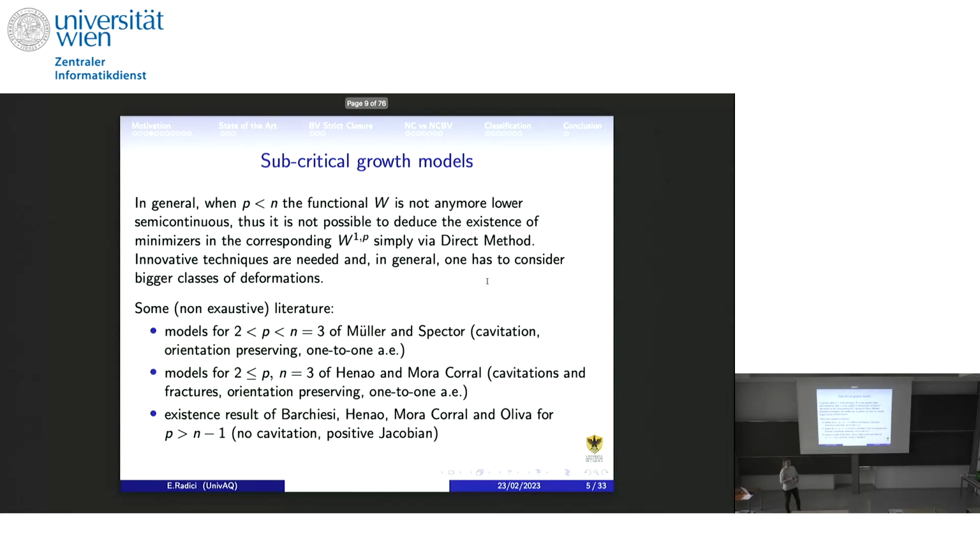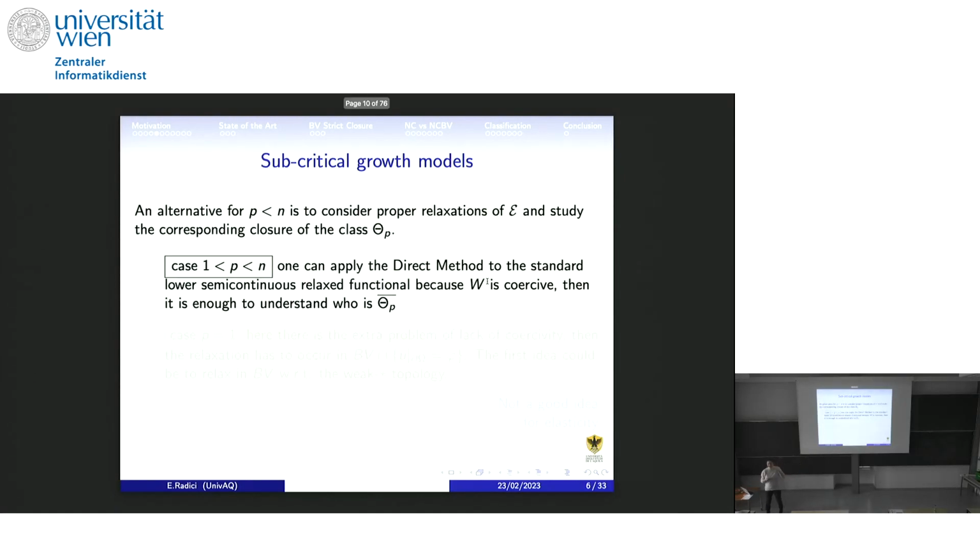So, one can do different things. One option is to consider different models, which anyway allow for minimizers which are physically reasonable. This is a very non-exhaustive list of literature on this. For example, there are some models from Duvan and Carlos Mora Corral, also another one with Marco and Oliva, but this is an option. The other option is, we heard it this morning, relax, okay?